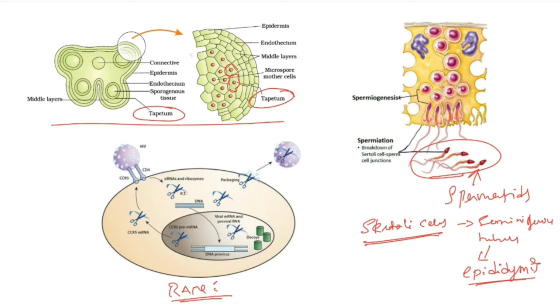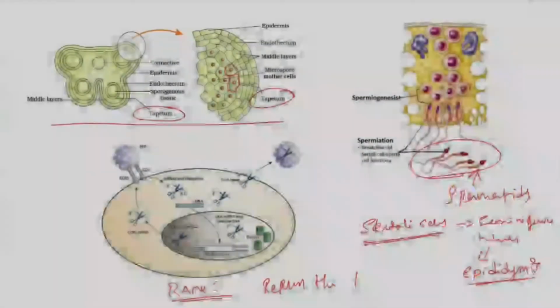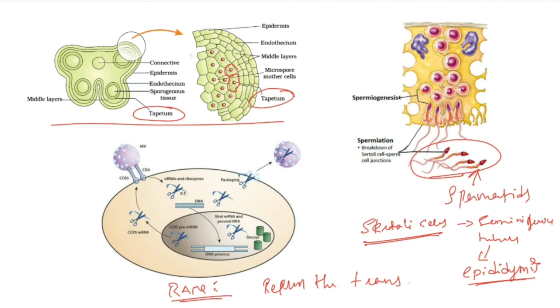So here RNAi is a type of process. It is not a single thing. It is a type of process which blocks or represses the process of translation and transcription. How is it going to block? By using double-stranded RNAs. So it is going to cut.